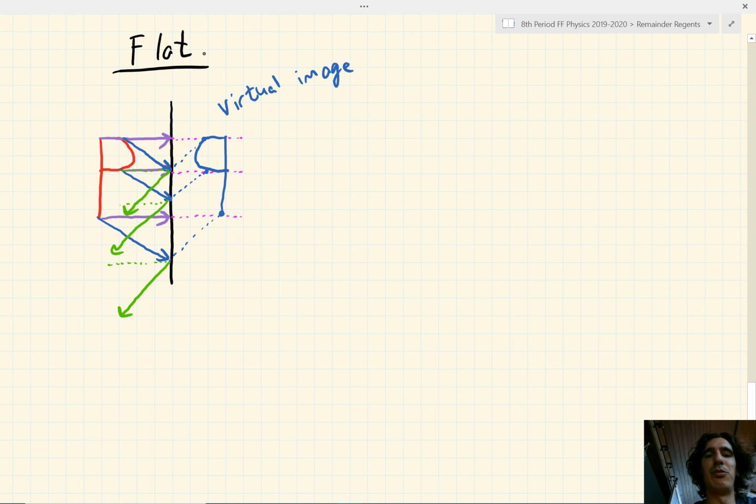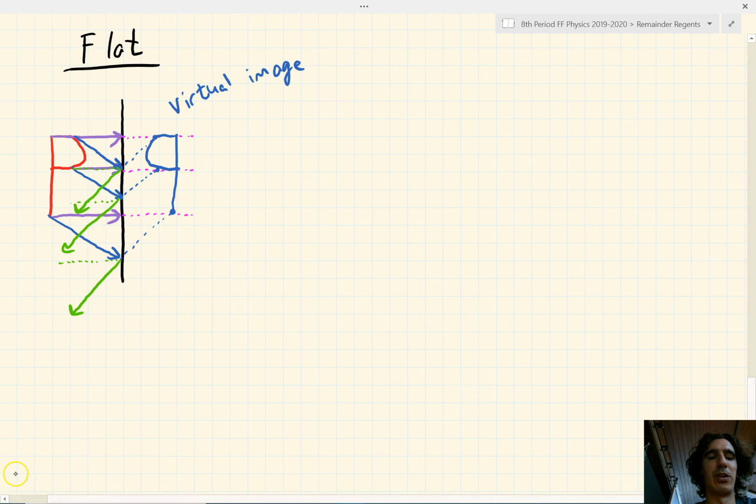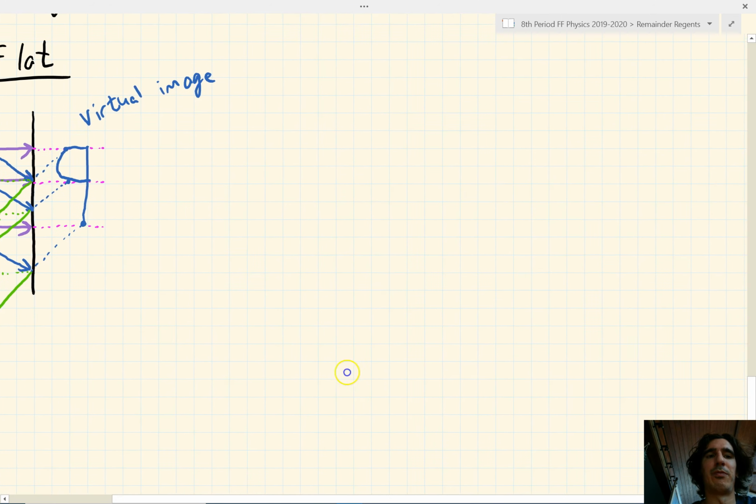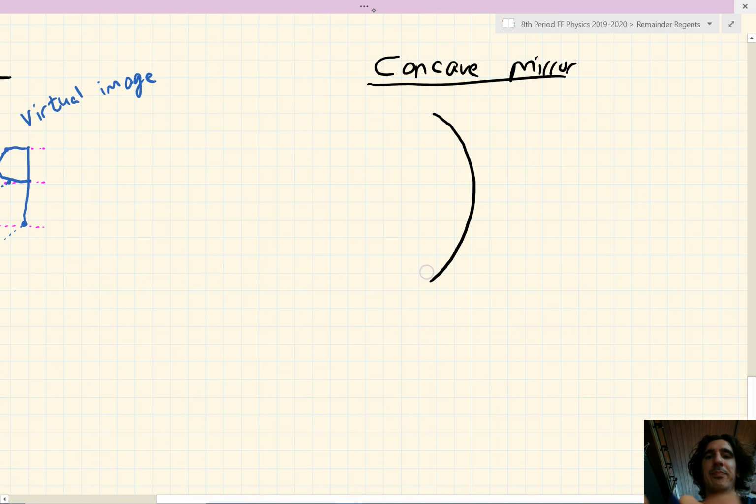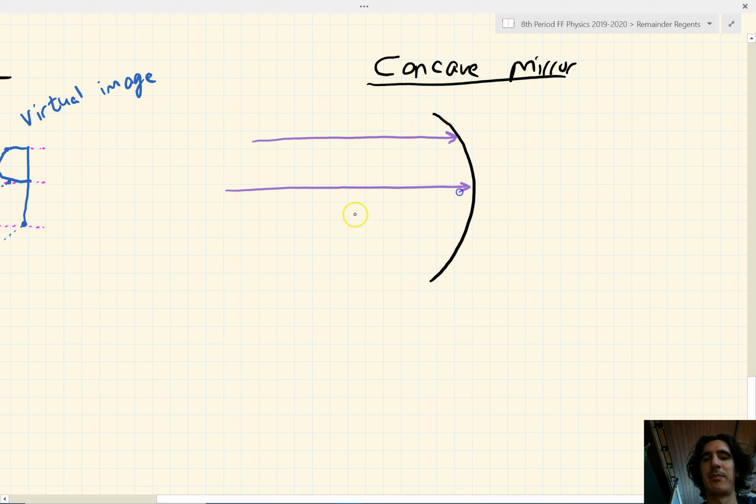Okay, so why don't we look at 2 other mirrors? They're both going to be curved mirrors. The first mirror we'll look at is a concave mirror. In this case, the mirror bends or caves inwards. So we'll draw our incoming light rays. And what happens for a concave mirror, just like any mirror, is they bounce backwards.